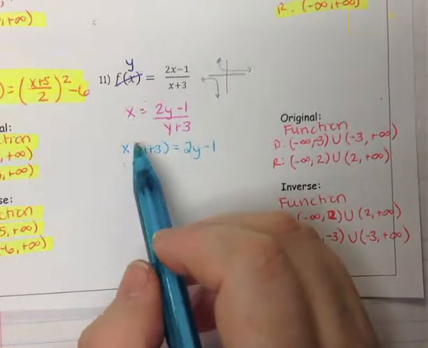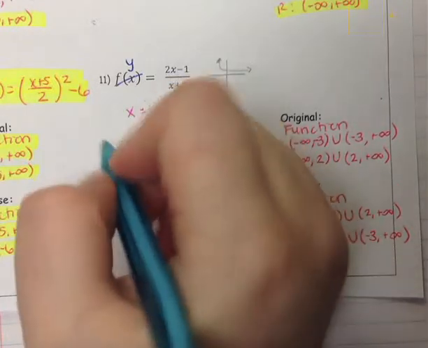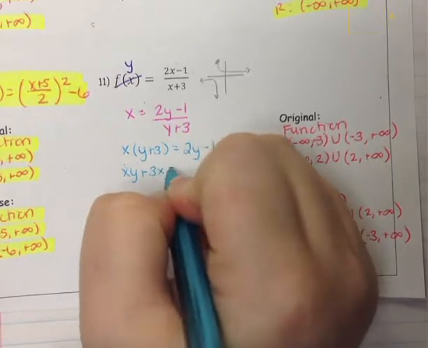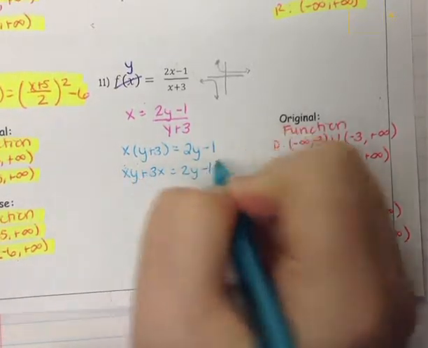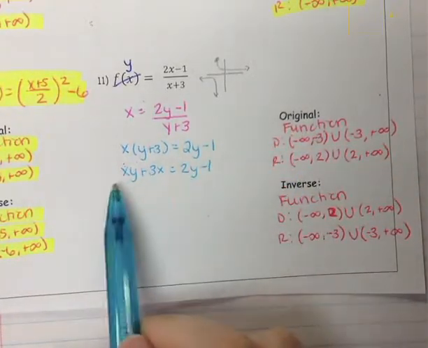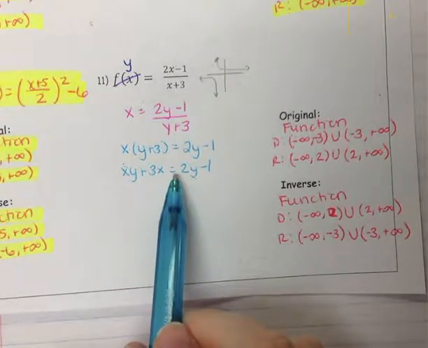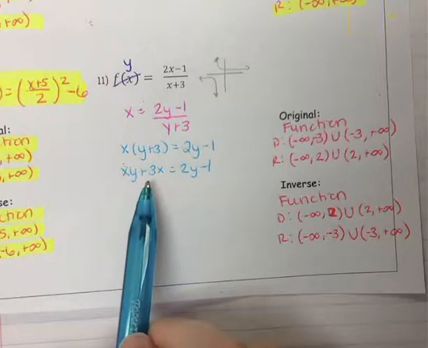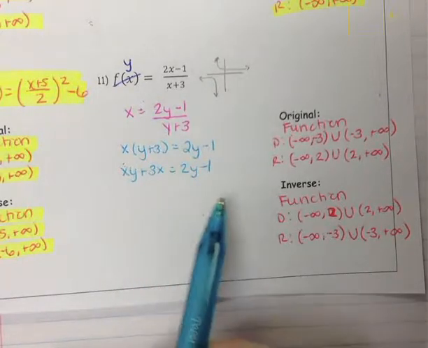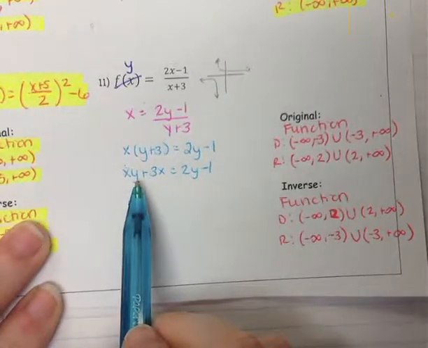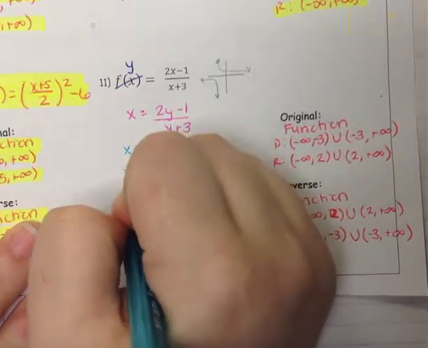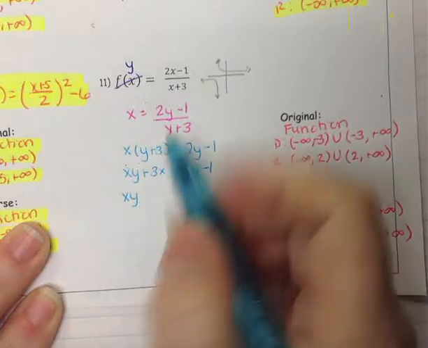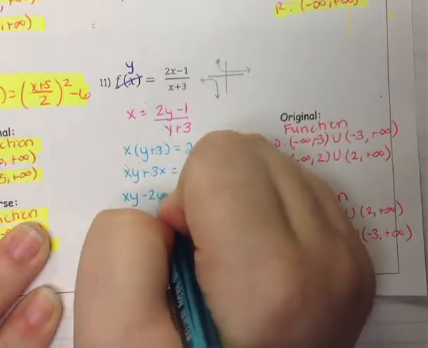Now I'm going to distribute this x for a reason. So we're going to have xy plus 3x is equal to 2y minus 1. Now we have two different y's on here still. We actually need to get the y's together so that we have all the y's on one side and everything else on the other. So I want to keep this xy over here, but I want to take this 2y and subtract it to this side with it. I'm going to have that minus 2y.